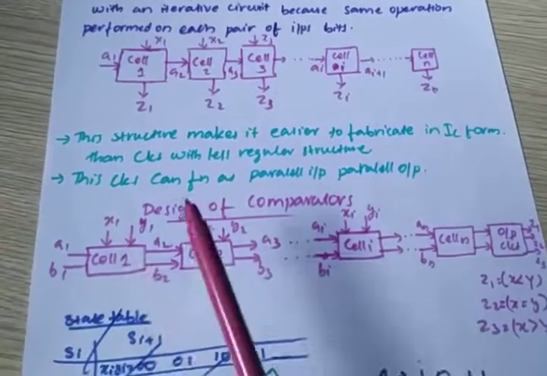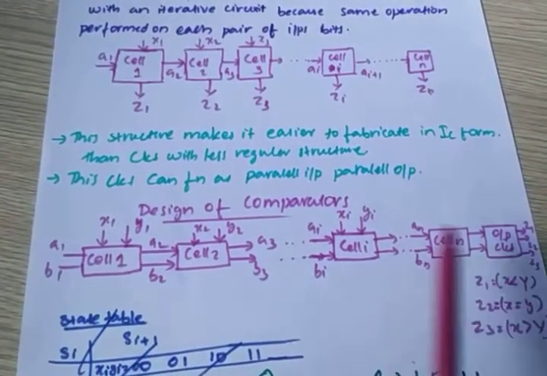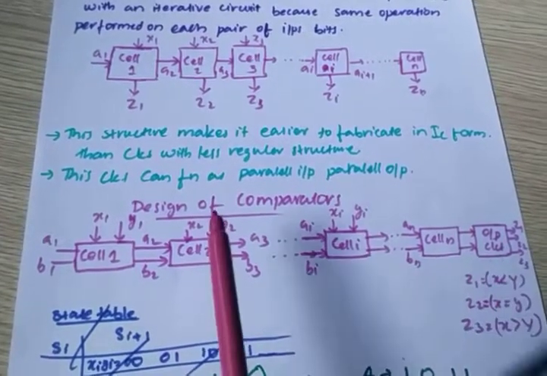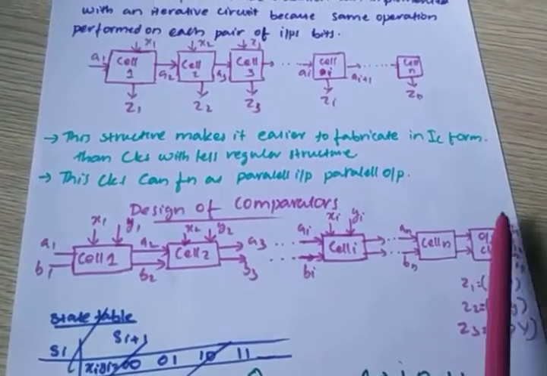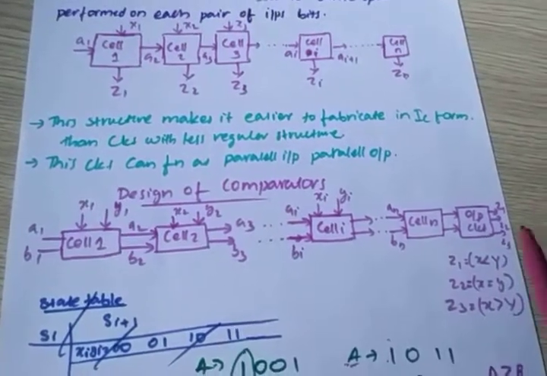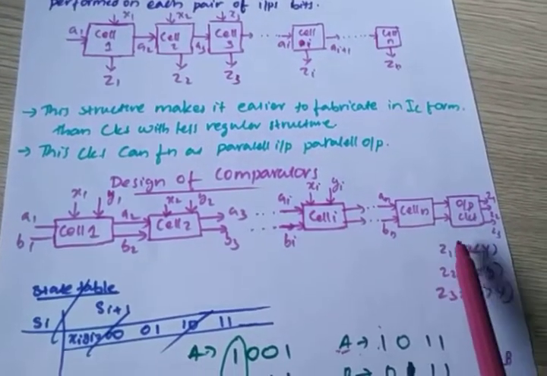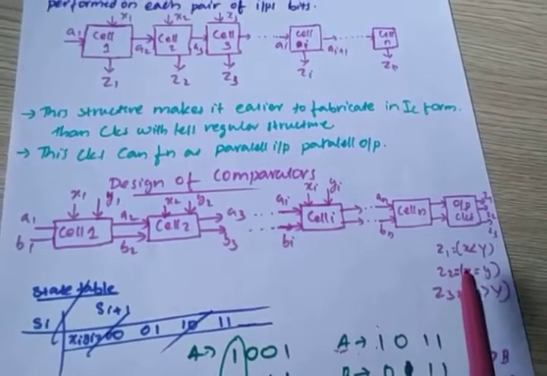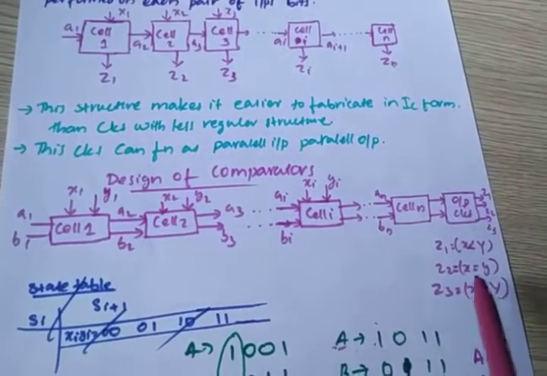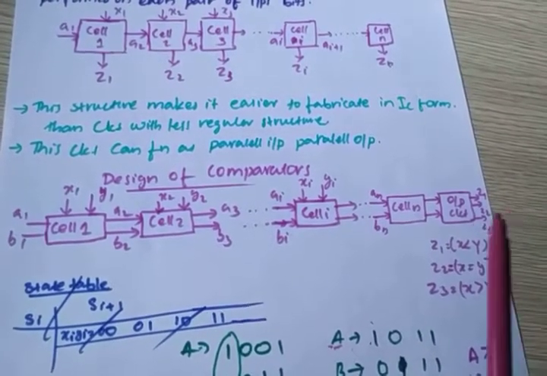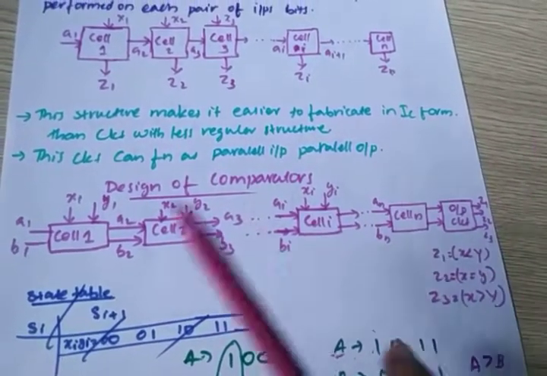N-bit comparator. I have n cells: cell 1, 2, cell i, cell n, like that. So this is the output circuit. Z1, Z2, Z3. Z1 means x less than y, that condition we call Z1. If x equal to y, that is Z2. If x greater than y, that condition is Z3. These are the three conditions.